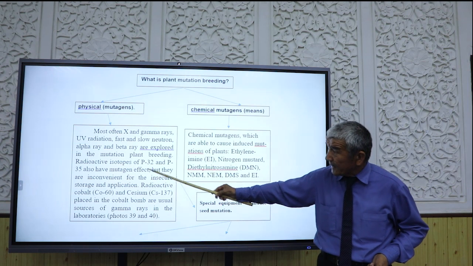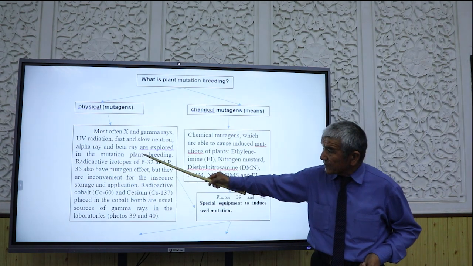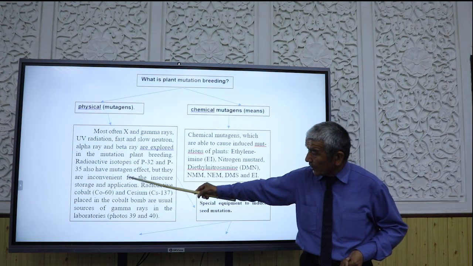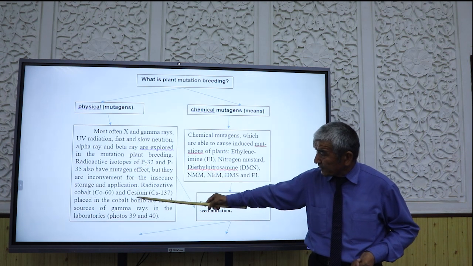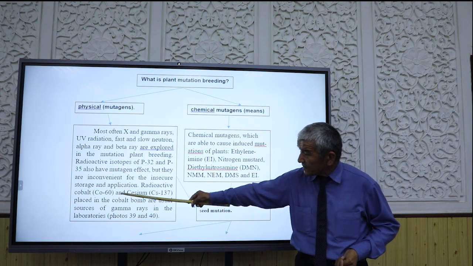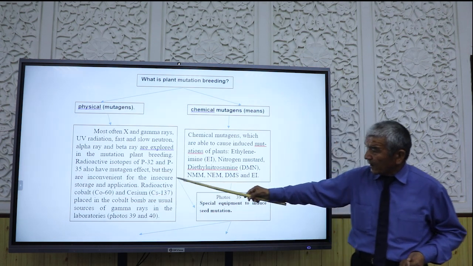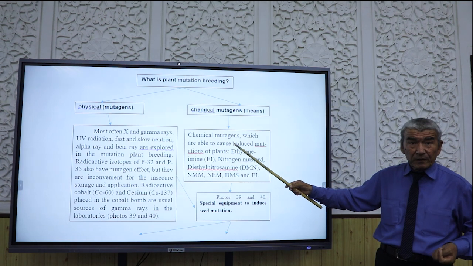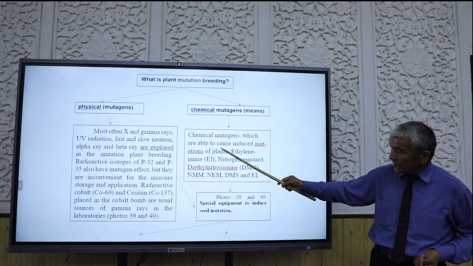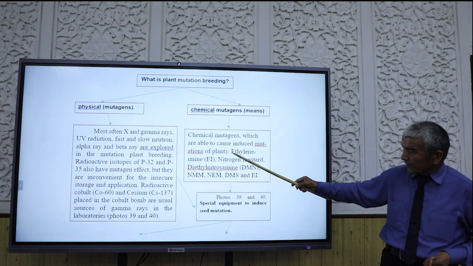Here we can see namely what chemical or physical factors. Here you can see the result of radiation, such physical substances as cobalt, cesium, phosphorus and others. From the chemical mutagens, you can list here some of their numbers.